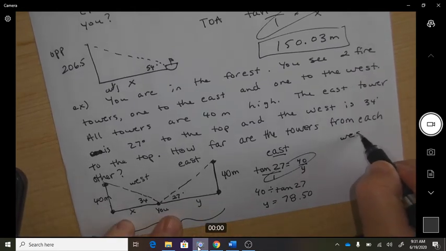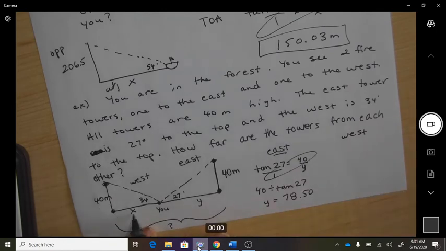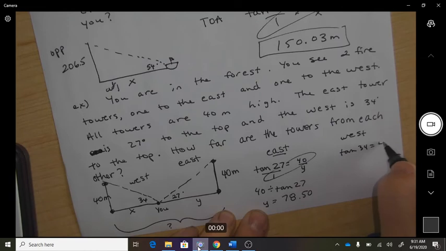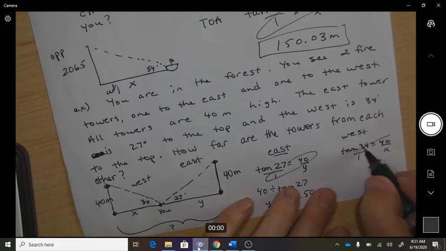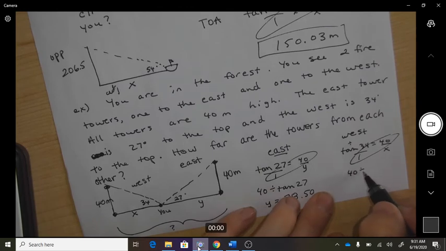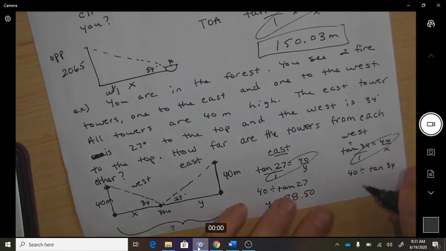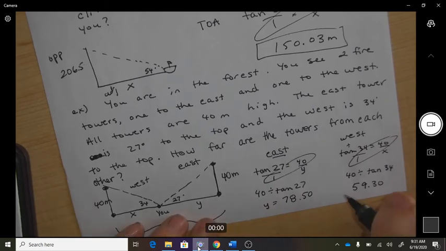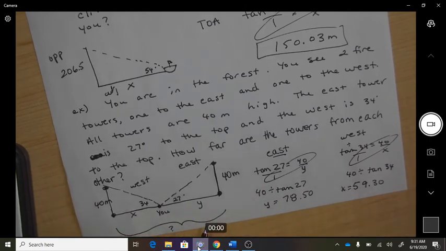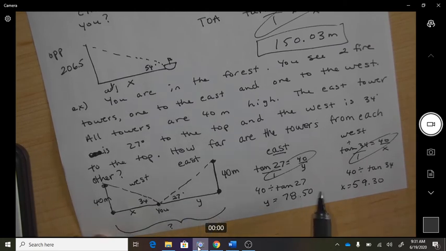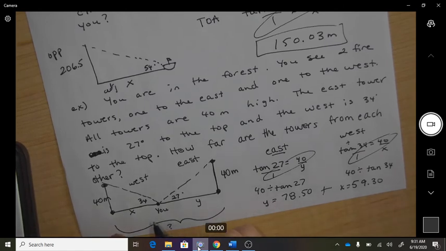And on the west, I would have opposite and an adjacent. So tan 34 equals 40 over x. So if I put that over 1, cross multiply, 40 divided by tan 34. So that's 59.30. So to find the total, I'm going to add them together. And I get 137.8 meters.